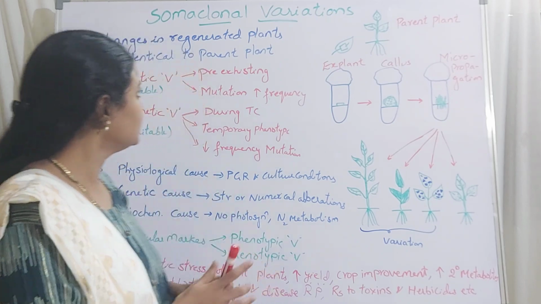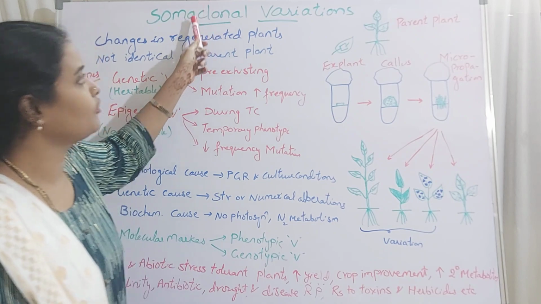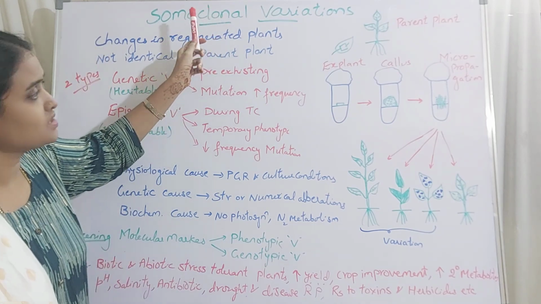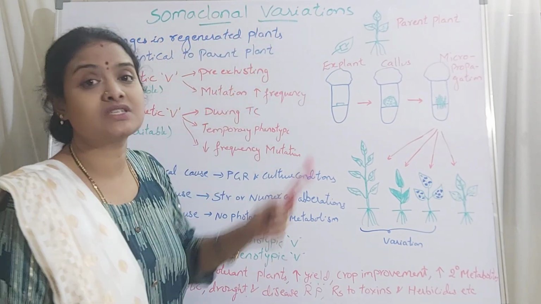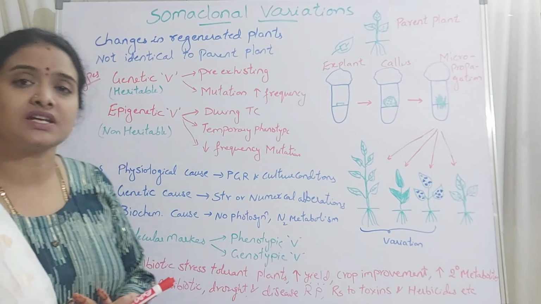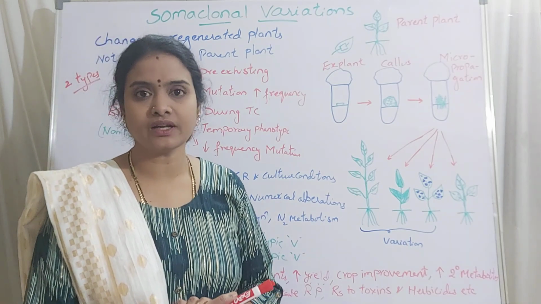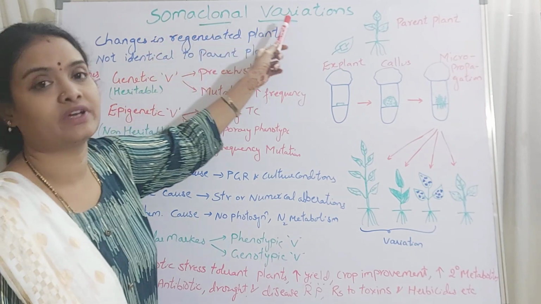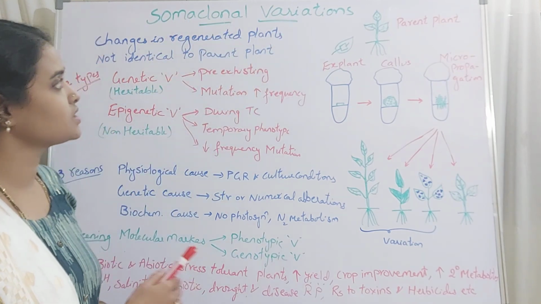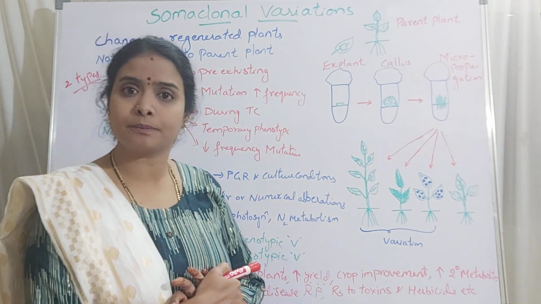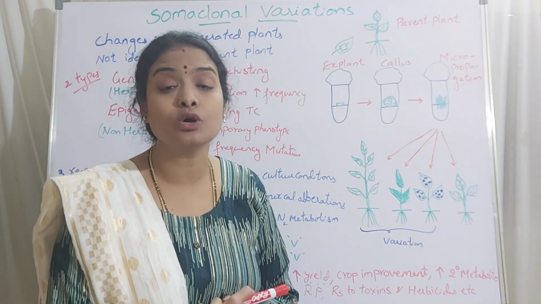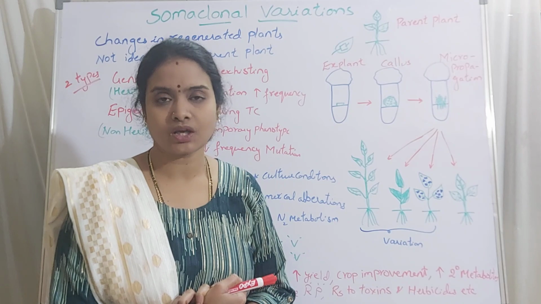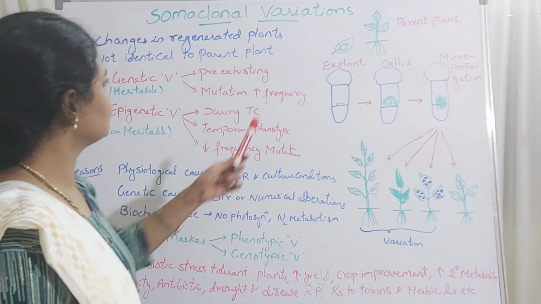So here when you are getting that clone of plantlets during plant tissue culture, there may be certain variations or changes that may occur. These changes are referred to as somaclonal variations, and the plantlets which are produced by this process are referred to as somaclonal variants. Okay? So let us see here.